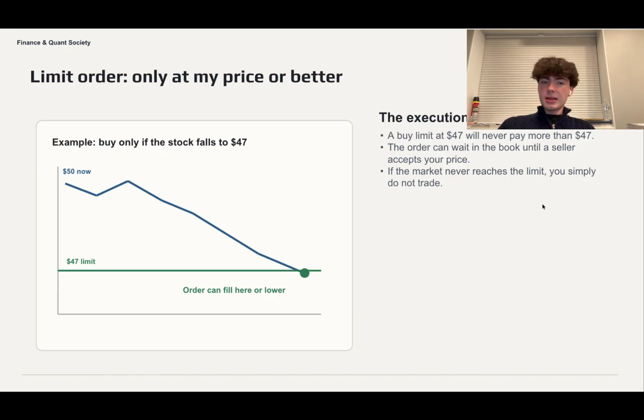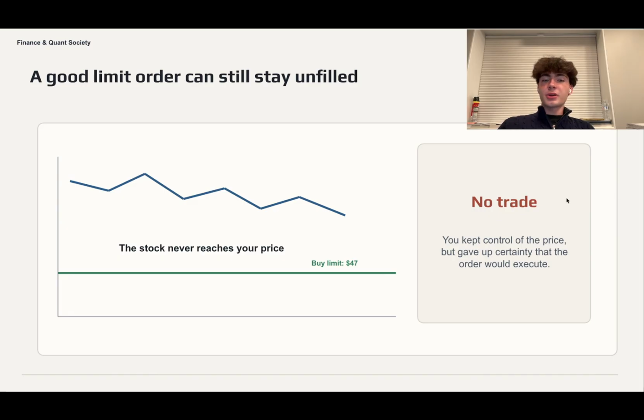So, speaking of filled, let's talk about how a good limit order can stay unfilled. Suppose you place a limit order at $47 and the stock is $50. Then it goes to 51, 52, 53, and so on. It goes up, but you never buy it. That is exactly what you told your broker to do. You said, do not buy more than $47. So here's what's happening. The stock is going up. It's going up. You could make money off that, but you put a limit order right here.